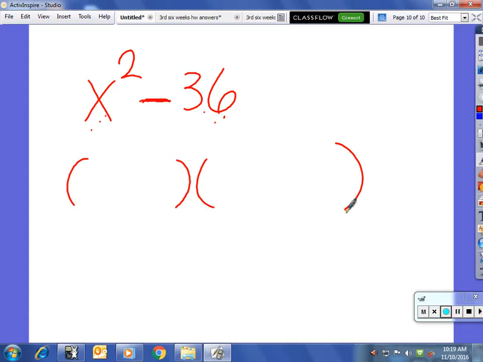I can skip that whole process. If I recognize, hey, those are perfect squares that are being subtracted, all you got to do is take the square root of each term, put a plus in between them, and put a minus in between them. The square root of x squared is x and x. The square root of 36 is 6 and 6. One's a plus, one's a minus. Boom, we're done.